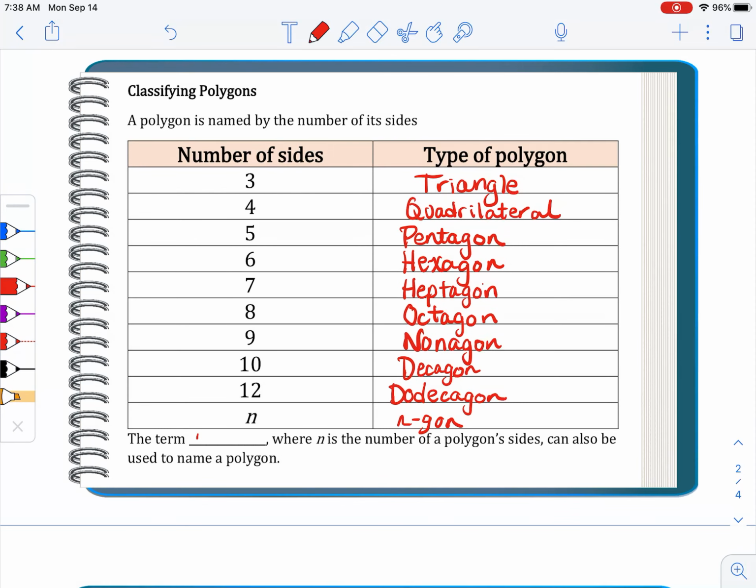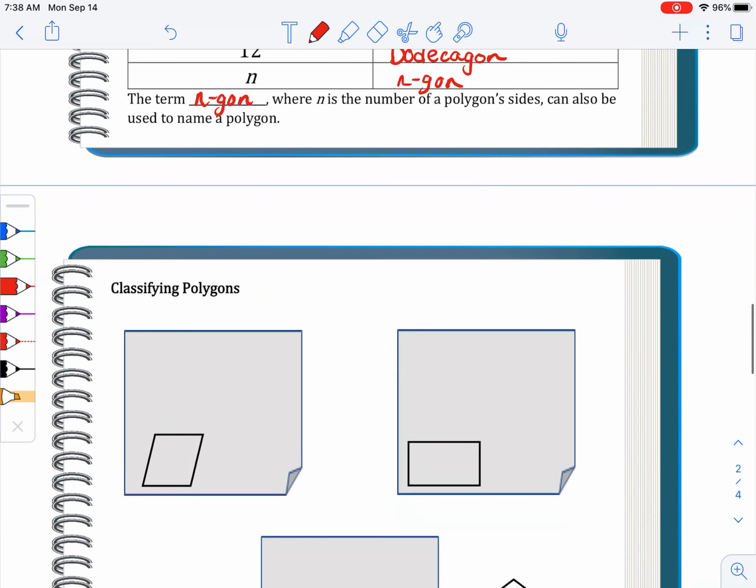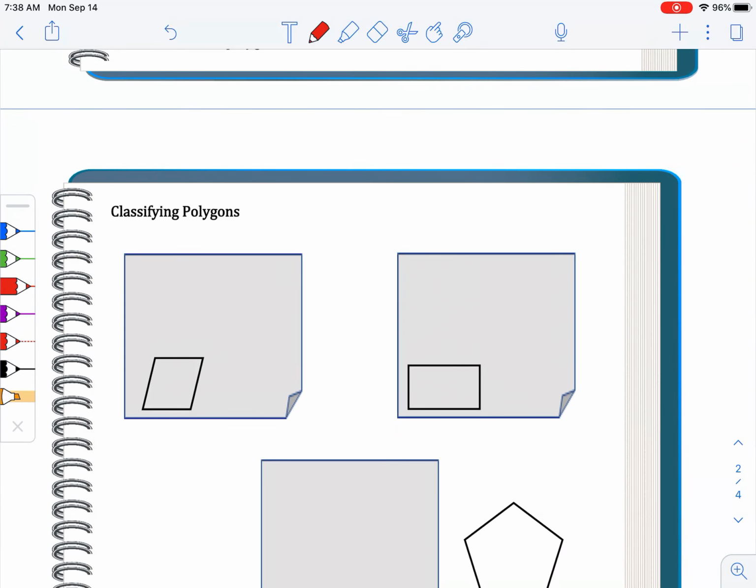And so the term n-gon is used where n is the number of sides. So if you had a 14-sided polygon, there is a fancy name for it, but you could always just call it a 14-gon. All right, so we can classify them by the number of sides.